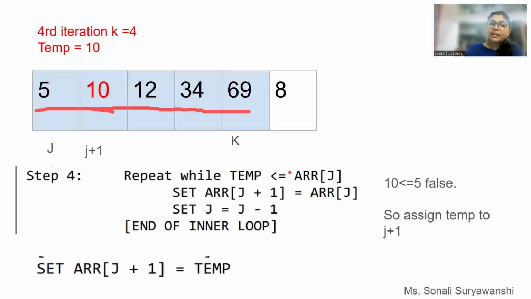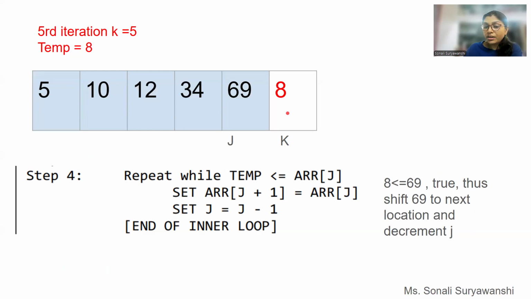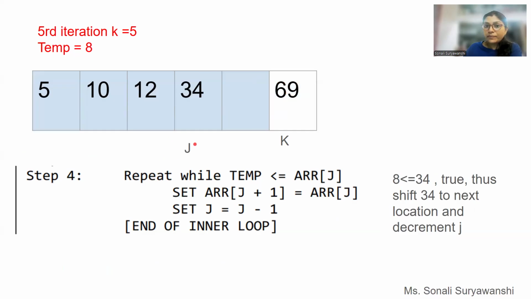And the same we do for the 5th iteration where k is pointing to the 6th element. This number will go to the temporary variable and we'll do the same thing. 8 will be compared with 69. As 8 is smaller, 69 should shift right, j should shift left. So here 69 will go right and j will come to the left. Again, 8 will be compared with 34. Because 34 is also greater than 8, 34 shifts to the right, j shifts to the left. So 34 comes here, j comes here. Again, 8 is lesser than 12, so 12 will go to the right side and j will go to the left side. So 12 comes over here and j is decremented.